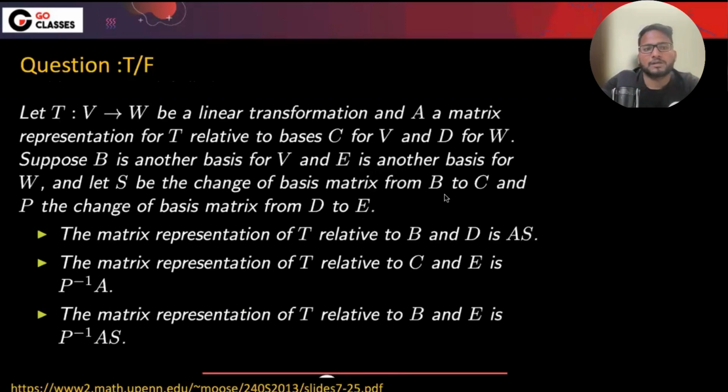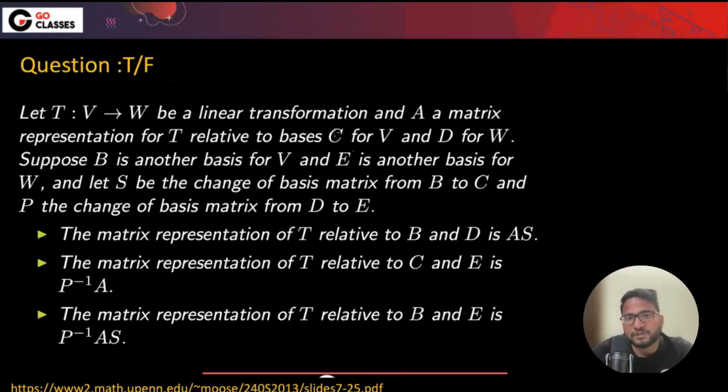Great. Let's just see, true or false. Okay, this is also very nice. What they're saying is, this is a linear transformation and A is a matrix representation relative to the basis C for B and D for W. So A is some matrix which, with respect to input basis C and output basis D, is doing the transformation.